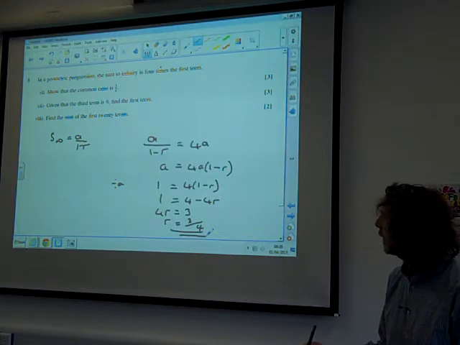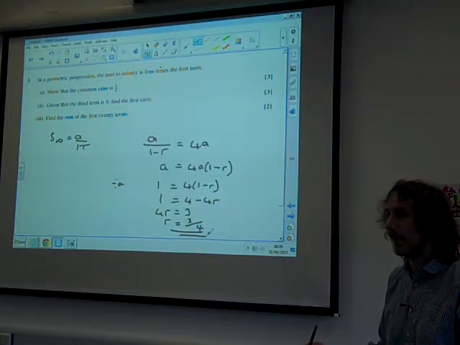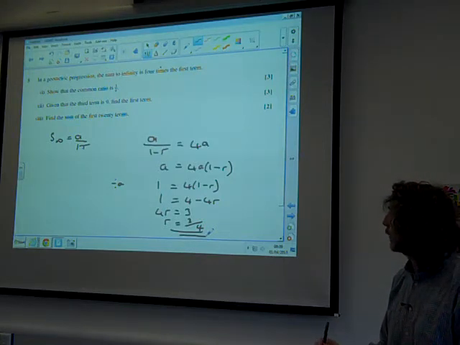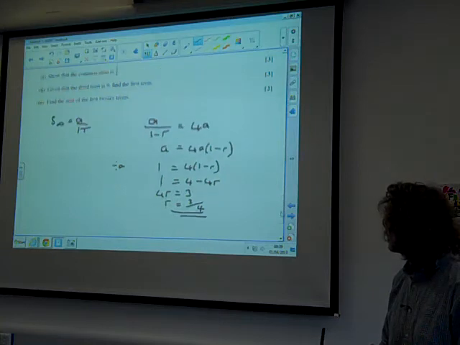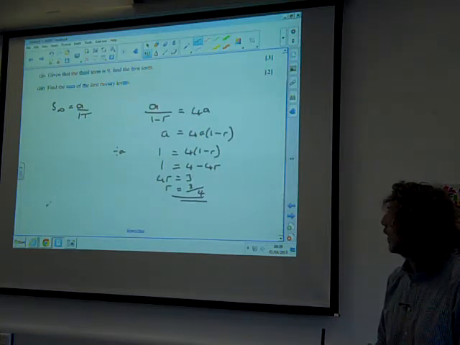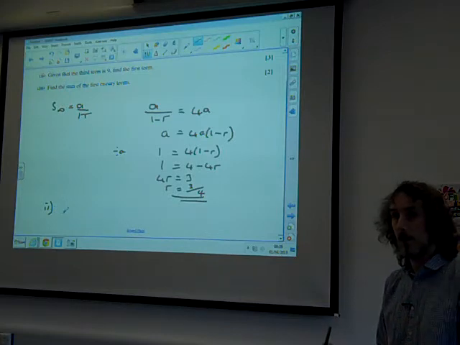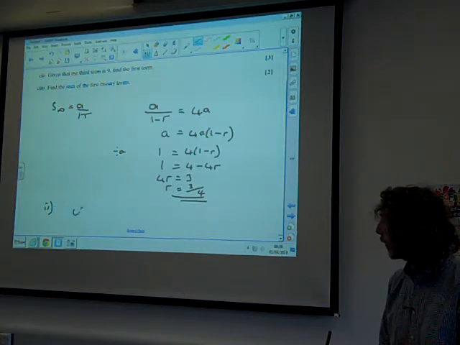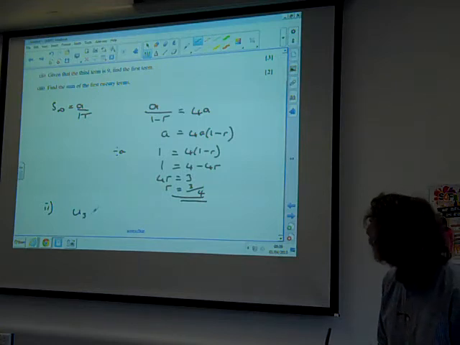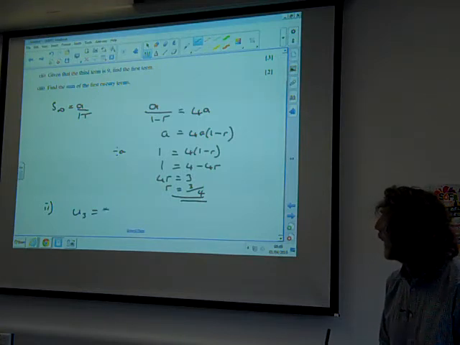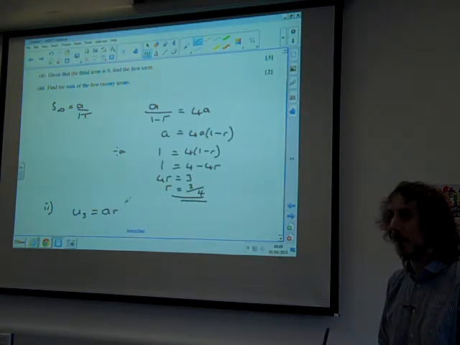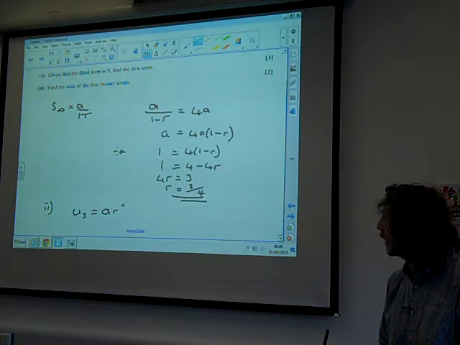Given that, that's quite nice, isn't it? 3 marks for that. Given that the third term is 9, find the first term. So again, in a geometric progression, the nth term, we've got this in the formula booklet as well, is a times r to the n minus 1. So the third term is ar squared.